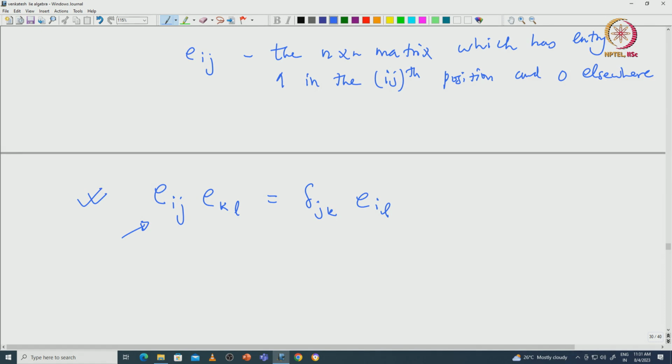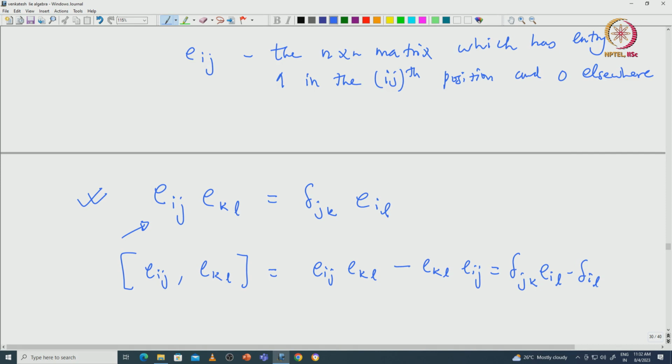This is a very elementary linear algebra exercise. Now, once you know how to multiply two elementary matrices, then it is not hard to compute the structure constants. That is given by the following formula. If I take E_ij and compute the bracket with E_kl, it will be E_ij E_kl minus E_kl E_ij. Then, rewriting this using the previous formula, this is delta_jk E_il minus delta_il E_kj. So, this is the structure constant that you get.